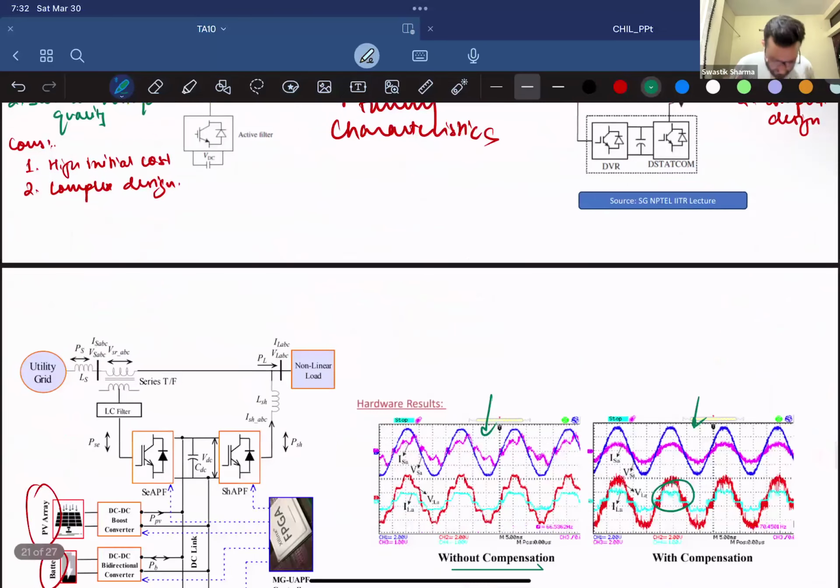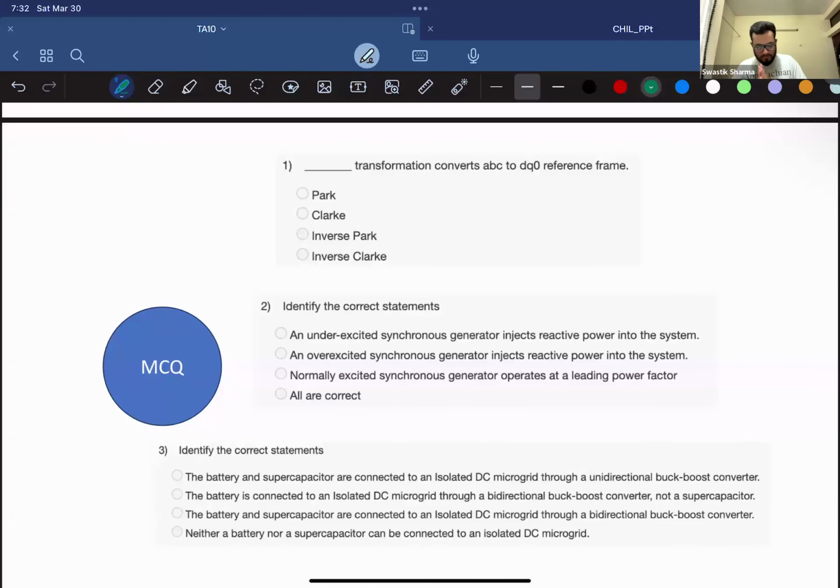So let's start with questions. The first question is, dash transformation converts ABC to DQ0. There are two kinds of versions: one is ABC to DQ and the other is ABC to alpha beta. So who can tell me the answer for this, and who can tell me what the names are for ABC to alpha beta as well?